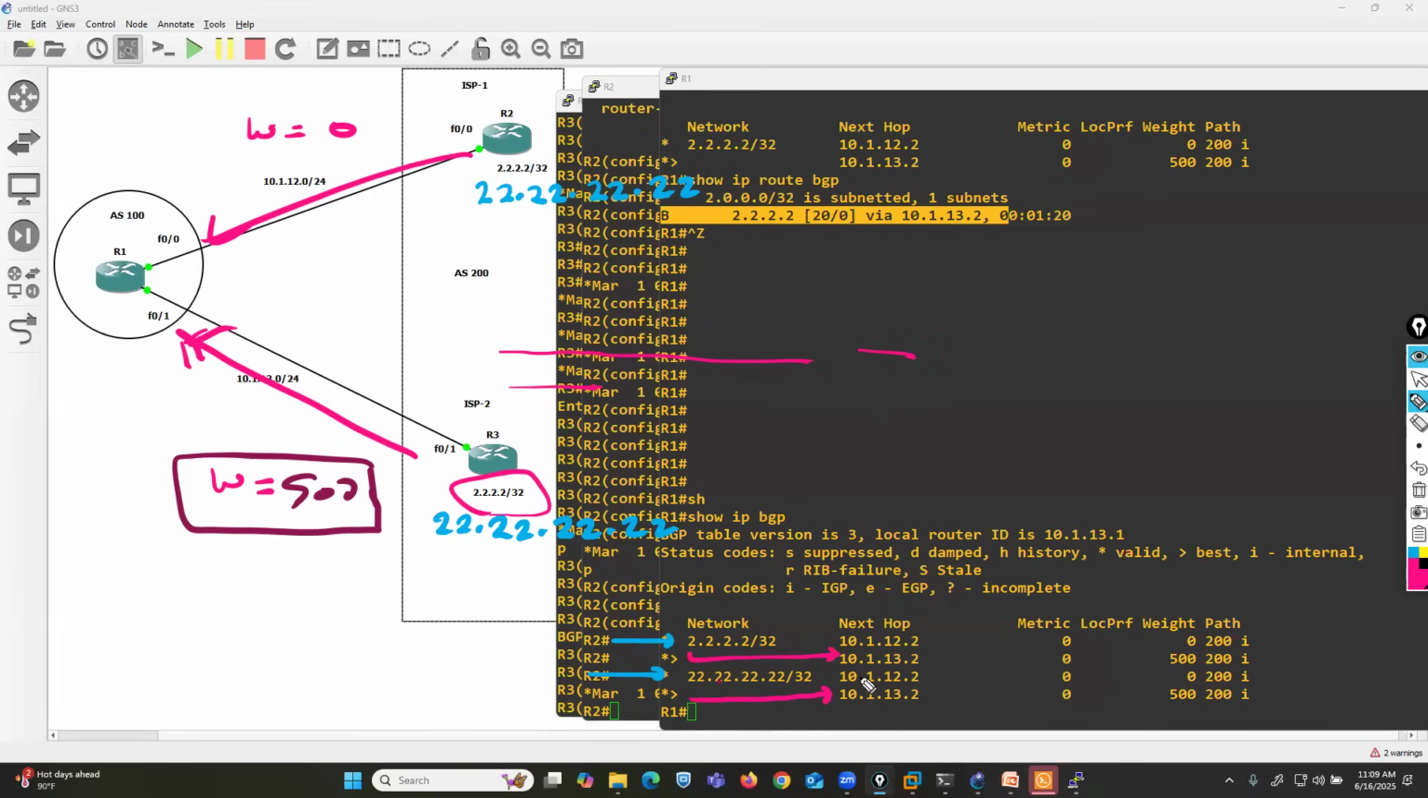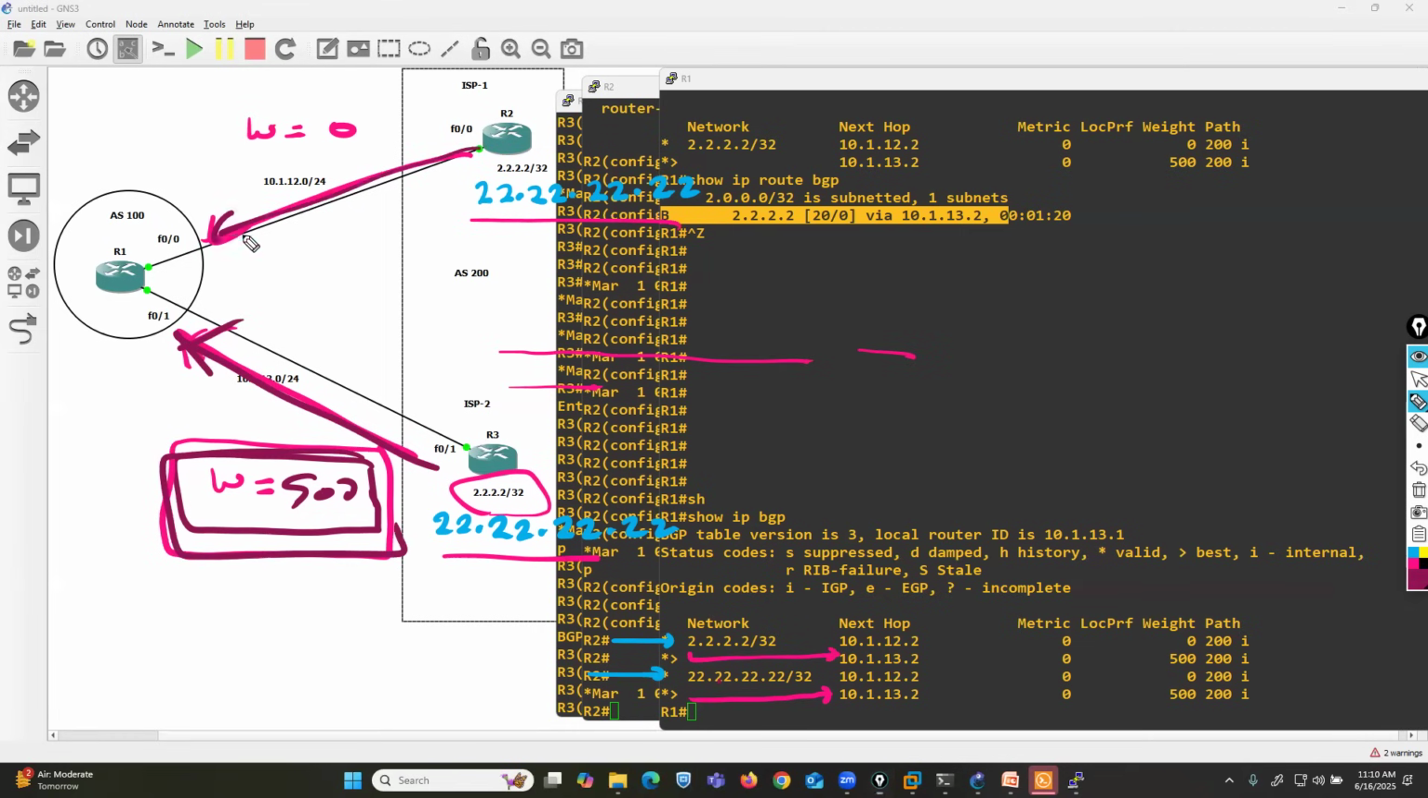The problem is what? I was looking for only this particular destination. Now any routes are coming via 10.1.13.2. All the routes are coming via 10.1.13.2. Why? Because via this side we have the highest weight. Clear this point? Now I'm not utilizing this route. I have a new destination 22.22.22.22, and I have two ISP connections. But all the routes are coming via this side only, because via this side we have the highest weight.